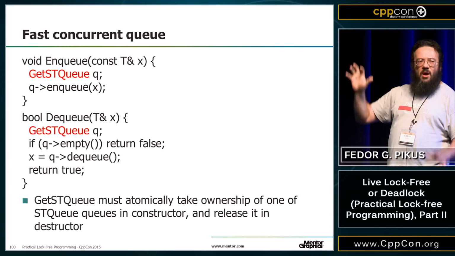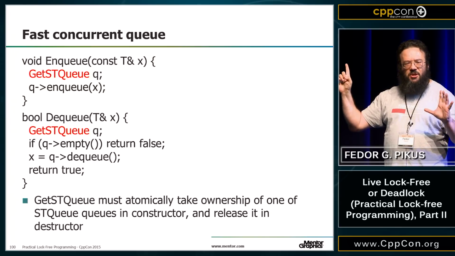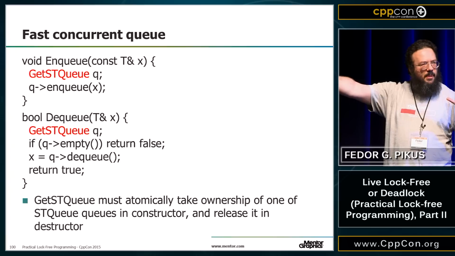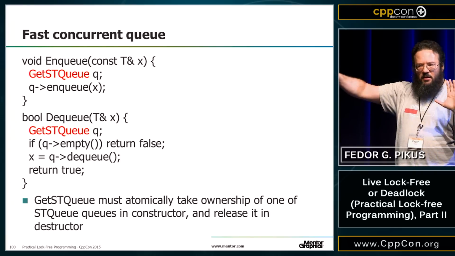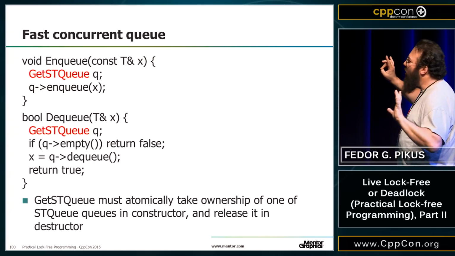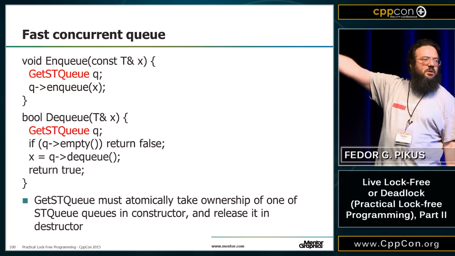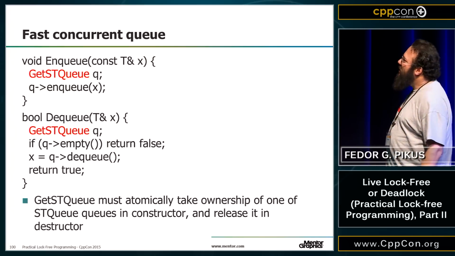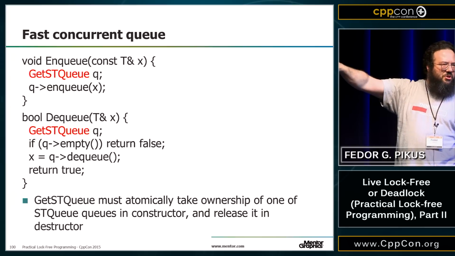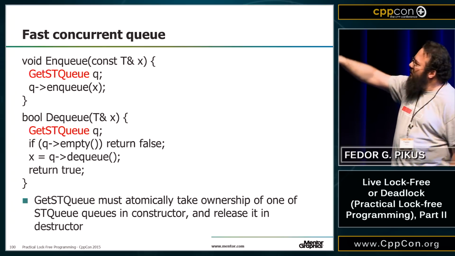Enqueue gets me a queue. Now, when I say get a queue, I'll show you the implementation. But it means I get exclusive ownership of one of those sub-queues. No other thread can mess with that sub-queue right now. I'm going to just enqueue into it. And then a destructor of that getQueue object is going to relinquish my exclusive ownership.